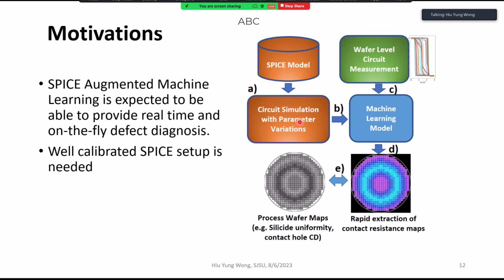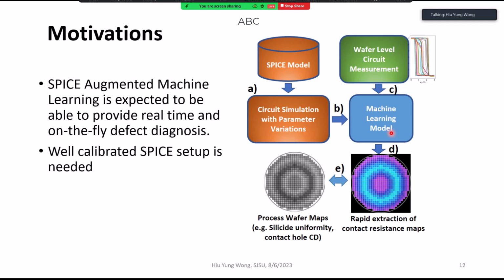So you can have the SPICE model calibrated well to experiment, and then you try to do some variation in the parameter, for example, the contact resistor, the transistor width, etc. You generate a lot of data, right? And then you train a machine model. And then in real time, you can measure your wafer and try to put it into this model. And then it will tell you what happened to the contact resistance.